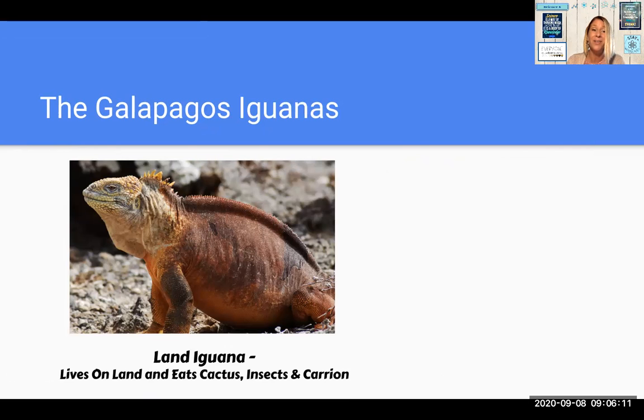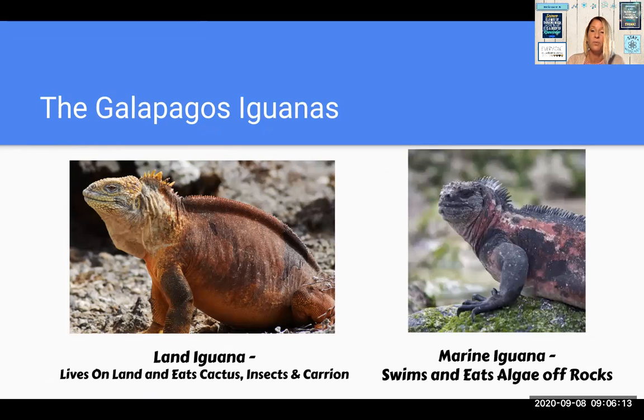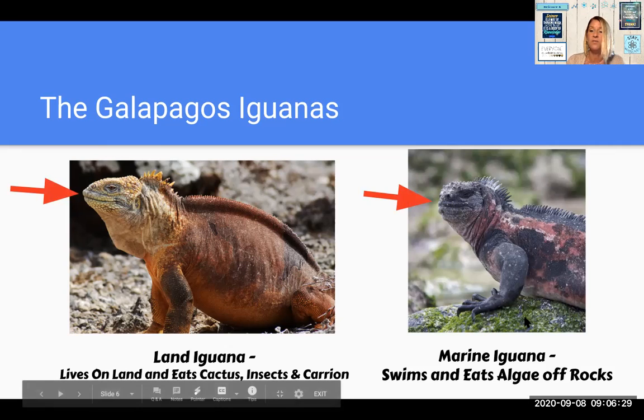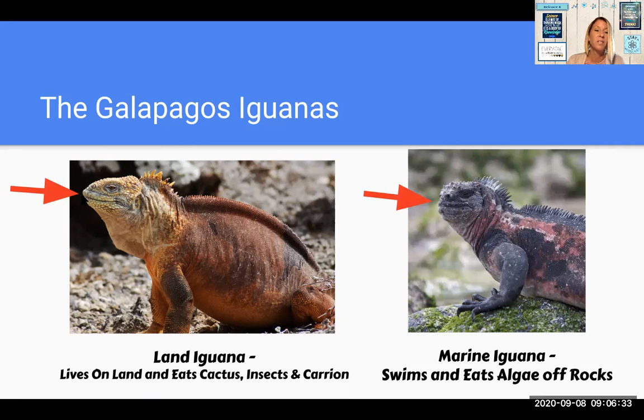But on another island in the Galapagos, we have the marine iguana. This iguana is different because it swims. It eats algae off the rocks. And if you take a look at their noses, they're shaped very differently. The marine iguana's nose is sort of snubbed, which makes it very good for chewing the algae off of these rocks, whereas this one is much better for allowing it to catch insects or eat cactus on land.